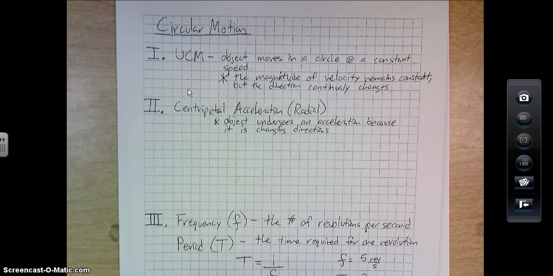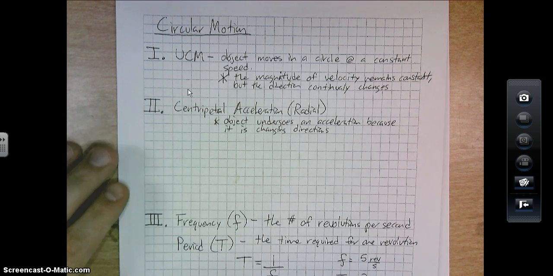Okay, now we know that if an object is changing its velocity, then it is undergoing what is called an acceleration. So we have a new term, something called centripetal acceleration, or sometimes referred to as radial acceleration. And on the screen again it says that the object undergoes an acceleration because it is changing directions.